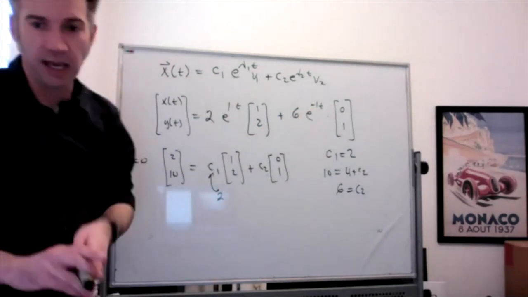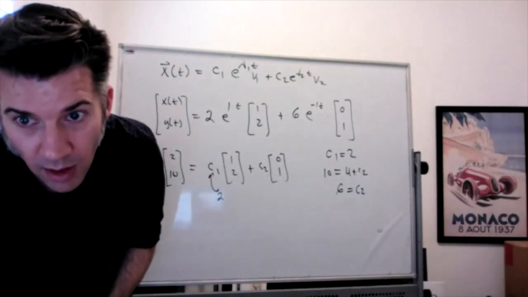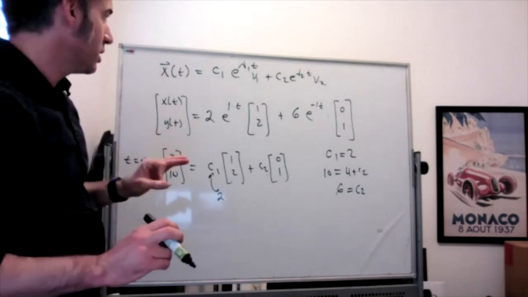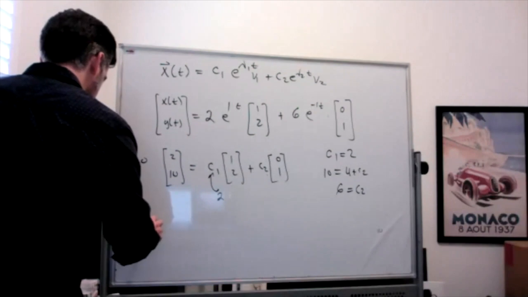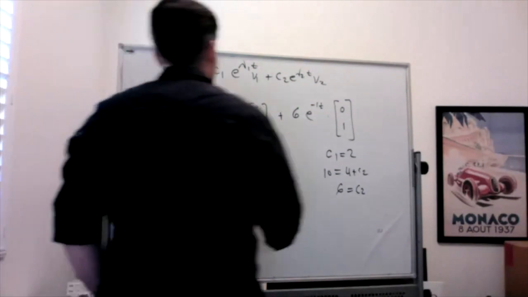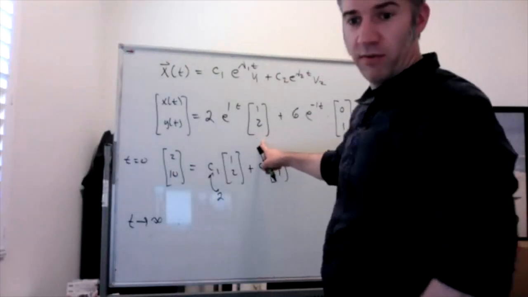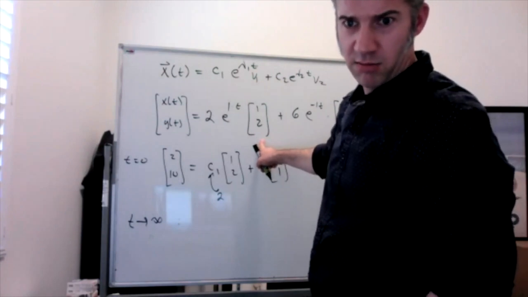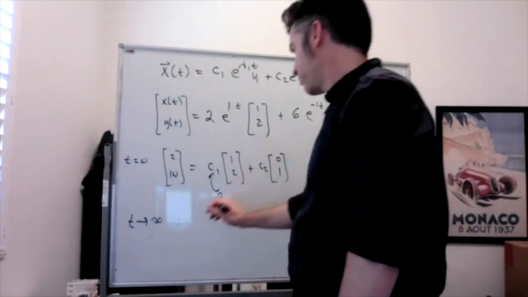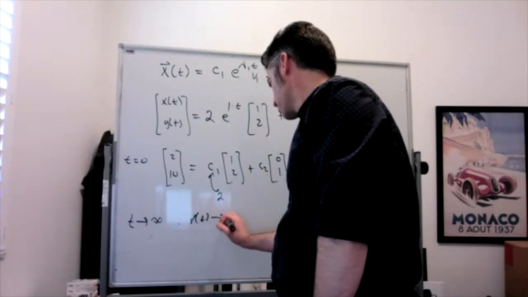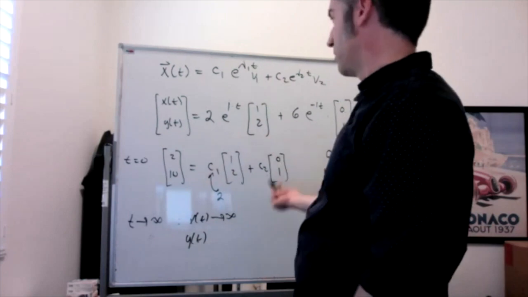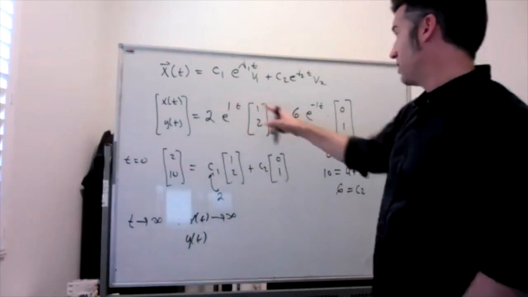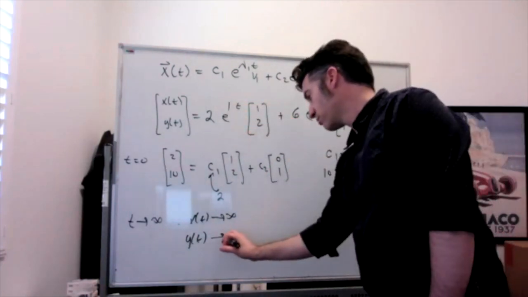And here's what I want to say. The long-term population here, well, as t goes to infinity, x of t is going to go to infinity, I think, right? Yeah. And as t goes to infinity, y of t also looks like infinity, because this part is going to go to infinity and this part's going to go to 0. I feel like it's not really the question you want to be asking, though.